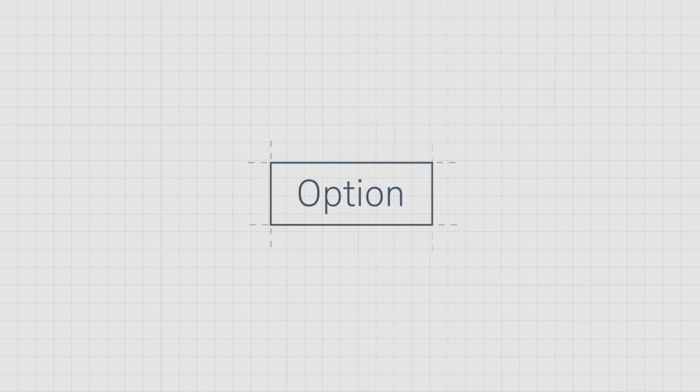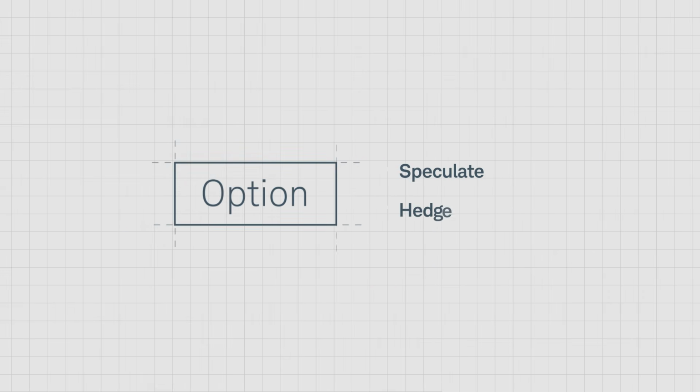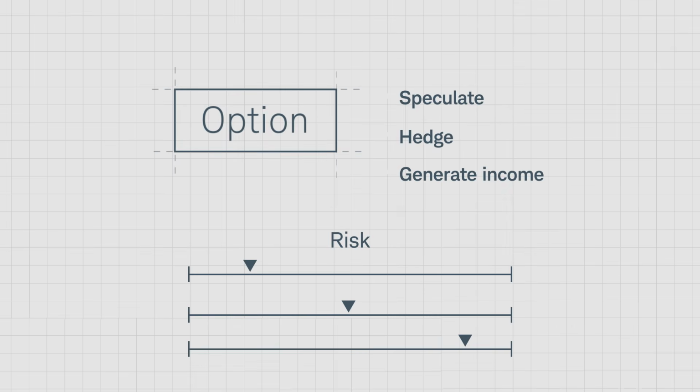Options aren't for everyone, but for those with the risk tolerance and time to learn, they're a highly customizable and powerful instrument that can allow you to potentially profit in any market conditions, up, sideways, or down. With options, you can do things like speculate, hedge, or generate income. You can also place trades with a wide range of risk levels and probability of success.